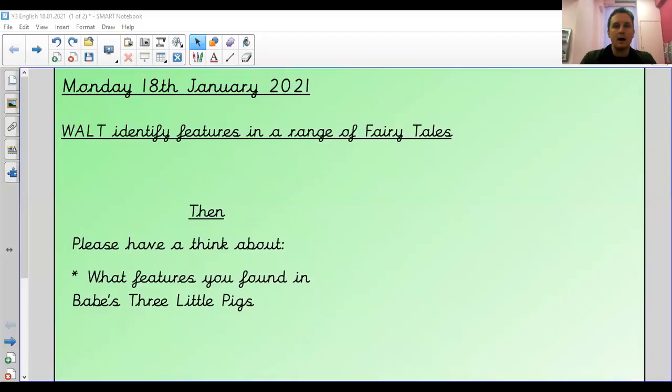I'm going to share my screen with you here, so you can see what we're up to. Okay, you are going to need to write the date and the WALT. If you're in school, Mrs. Lewis, you can hand out the sheets for the English that I printed off for you, and that can be stuck in. But you all need to write the date and WALT, so you can do that now. Please pause the video.